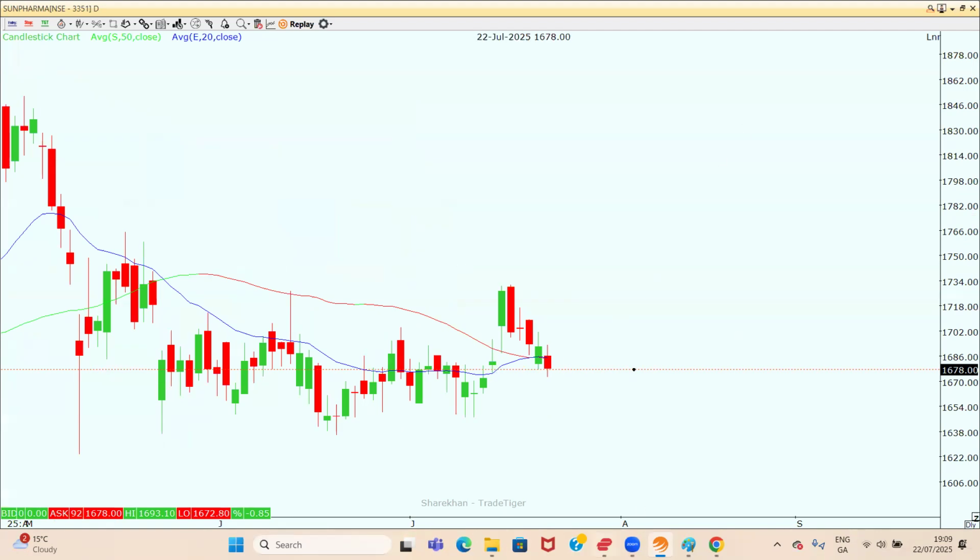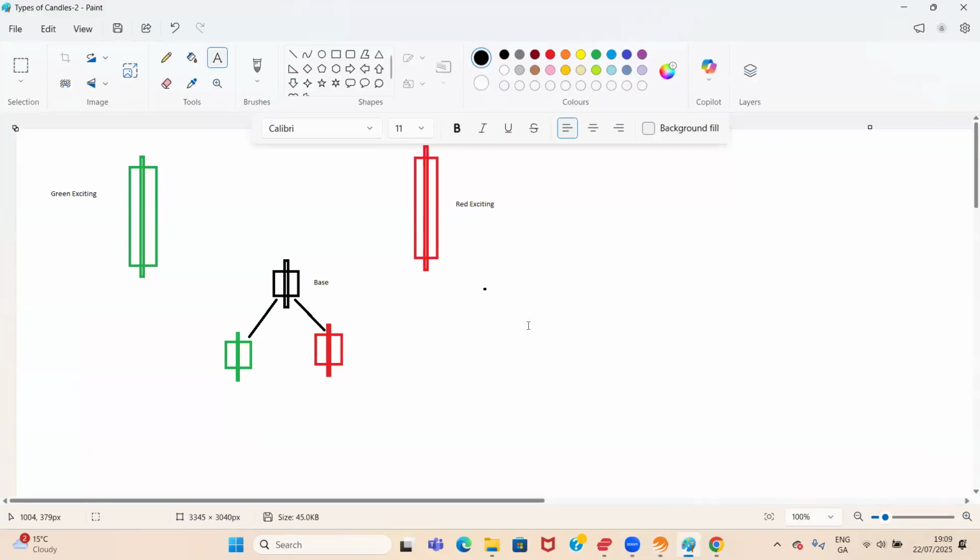Before we go here, there's one more thing I wanted to tell you. What makes a base and exciting candle is what we understood by price action. But there is one more rule to it, for what you will consider as exciting and what as base. If the body part of any candle is more than 50% of the candle, you will consider that as an exciting candle.